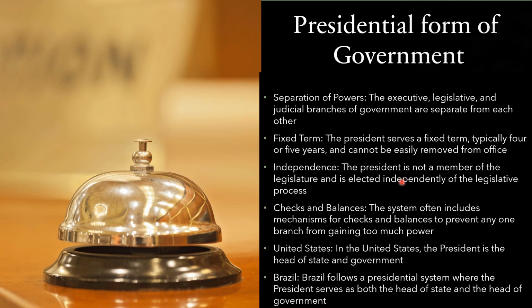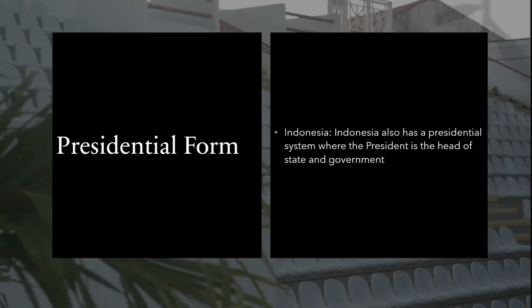The president is the head of the state and government. Another example is Brazil, which follows a presidential system where the president serves as both the head of the state and the head of the government. In the same manner, going further, the next example is Indonesia. Indonesia is also one of the countries practicing the presidential form of government, where the president is the head of the state and government.